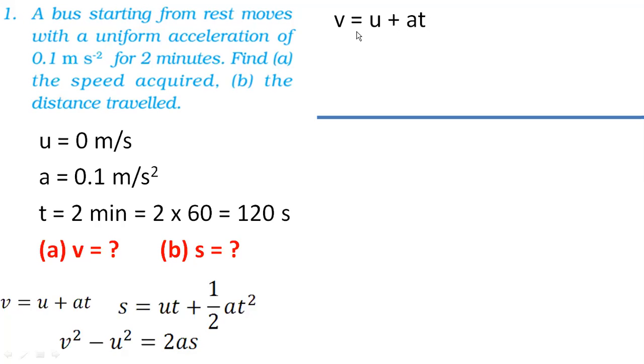Now put the values which are available to us in this equation. That is, u value is 0, a value is 0.1 and t value is 120. Now do the calculation and give me the answer. What would be the value of v? In the chat box, after calculation, you can give me the answer. It's a very simple calculation. All you have to do is multiply 0.1 into 120. What would be the answer?